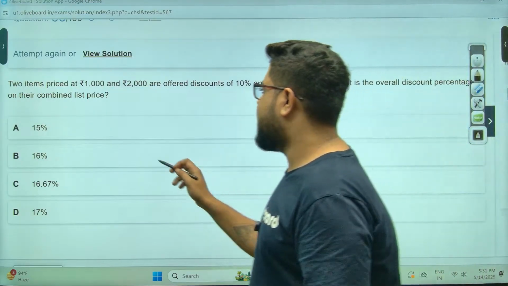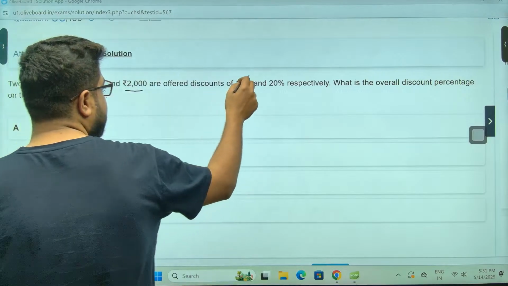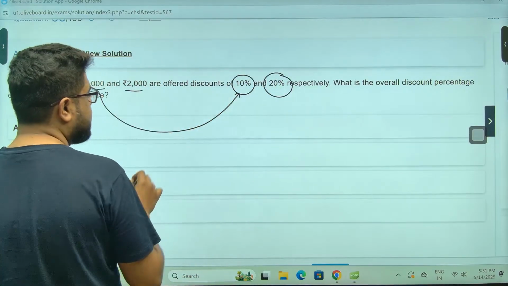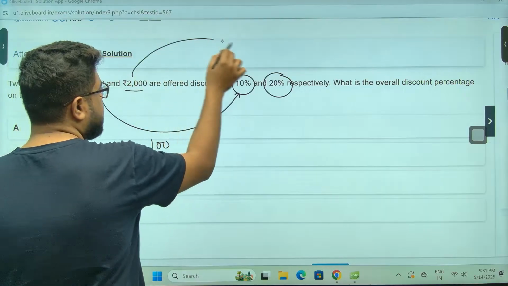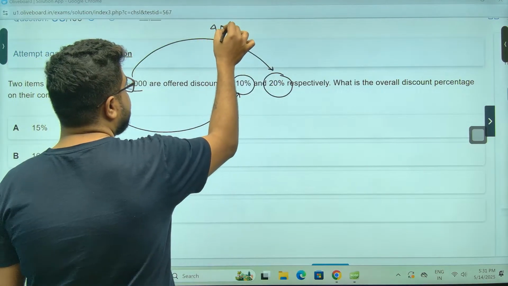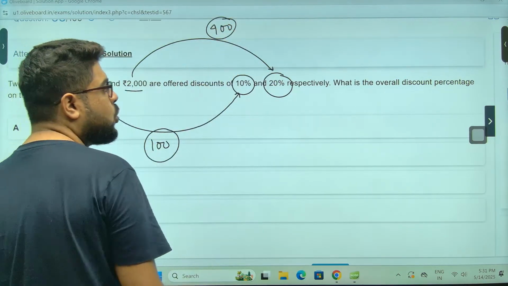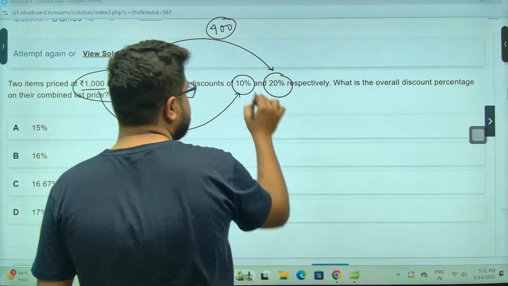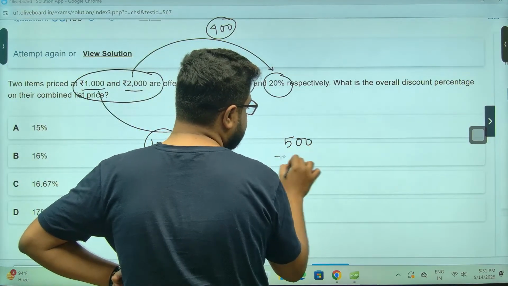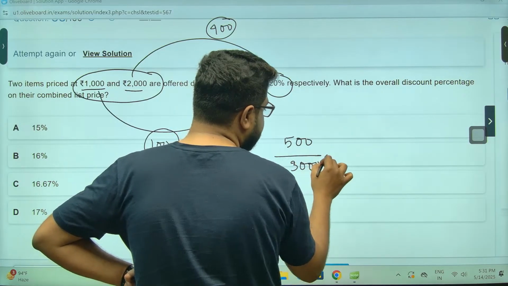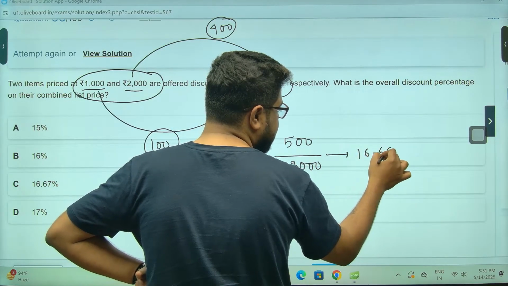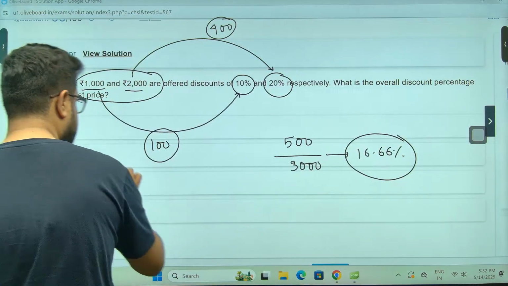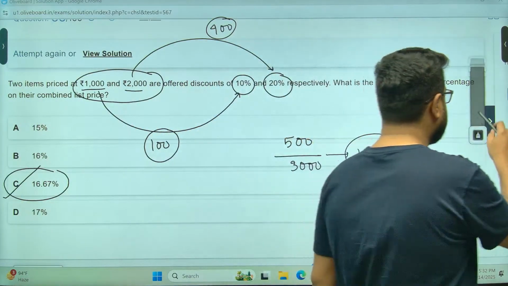Two items, 1,000 rupees and 2,000 rupees, offered this discount and that discount. So on 1,000 rupees, a 10% discount is 100 rupees. On 2,000, a 20% discount is 400 rupees. Overall, the set is 3,000 rupees. Total discount is 500 rupees. 500 discount on 3,000 is 16.66%. Option C, sir. Done?